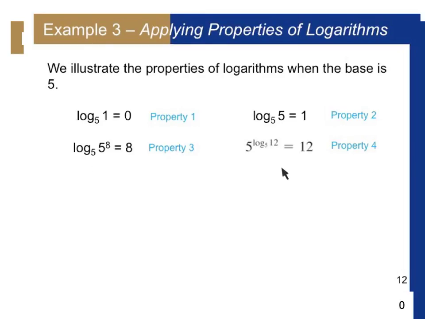And then for property 4, we have 5 to the log base 5 of 12 power. Now this undoes the log when you take 5 to that power, so we're going to get 12. It's not quite as obvious, but we're doing the log first, and then we're taking 5 to that power, same base here, and it undoes that log. So we end up with 12 where we started.